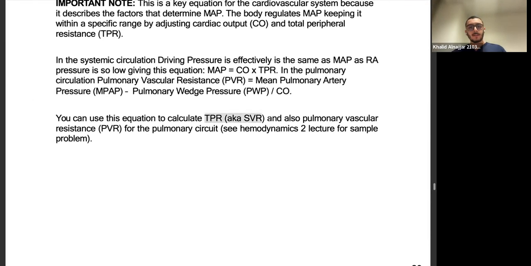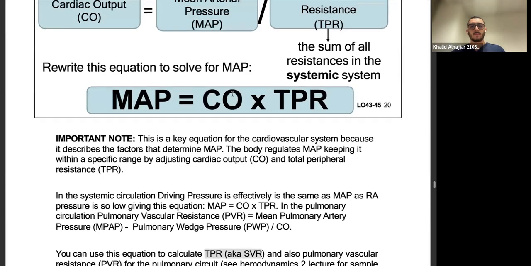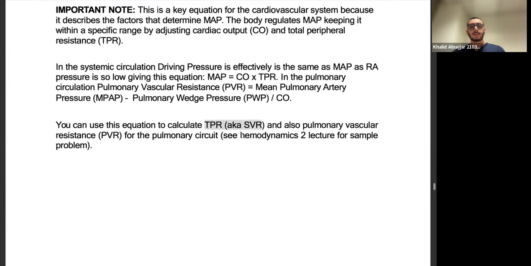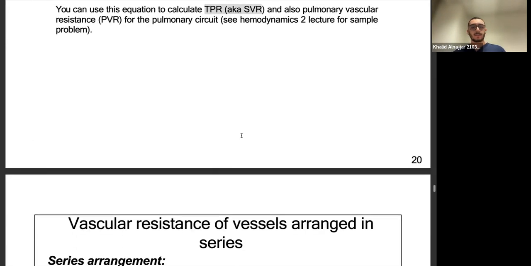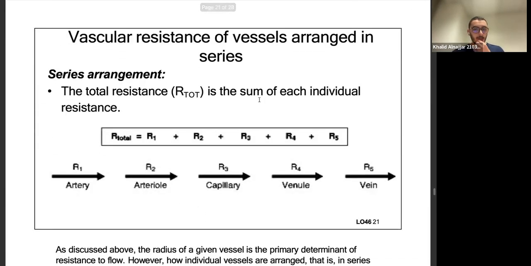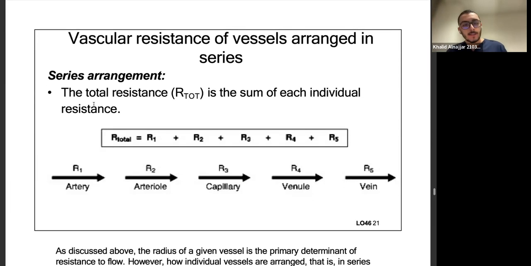And remember, TPR is total peripheral resistance, and SVR is systemic vascular resistance. By the way, they will be explained more in hemodynamics too by my colleague. Fine. Again, to the series arrangement and parallel arrangement. Now you should understand them well after all of this explanation. Let's go over them really quick.